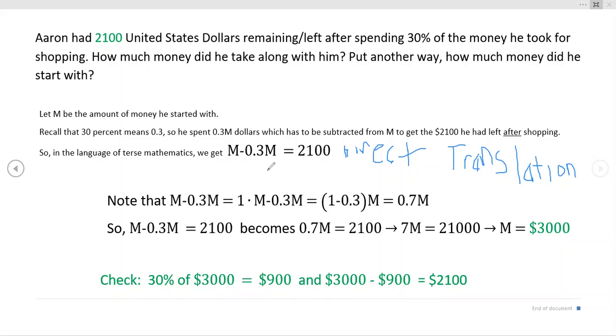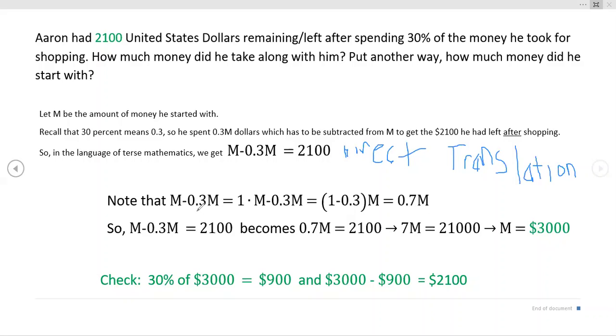But anyway, so this is what the problem says. Aaron started with M dollars. He spent 30% of that money, and then he had $2,100 left, right? So M minus 0.3M, think of it as 100%, and then you're taking away 30%. If that helps, you start with 100% of a figure, and then you take 30% away.